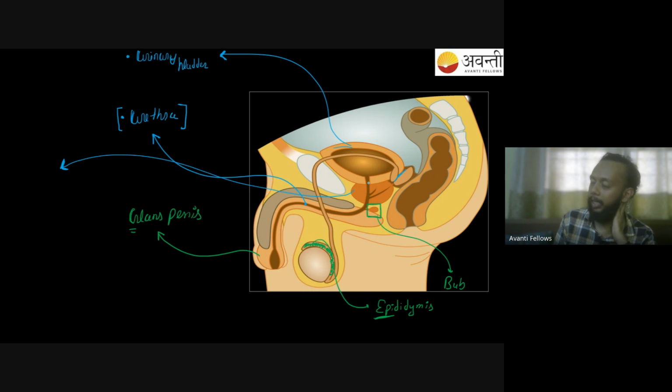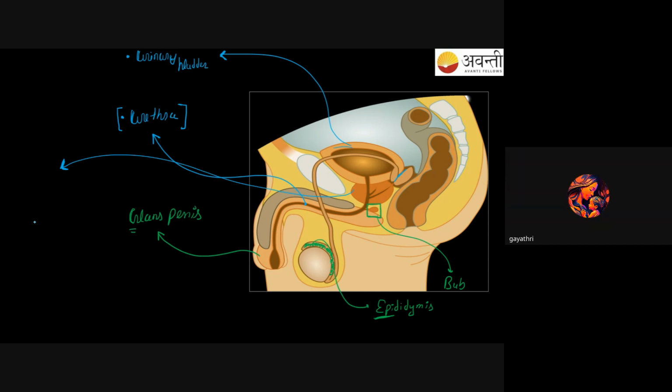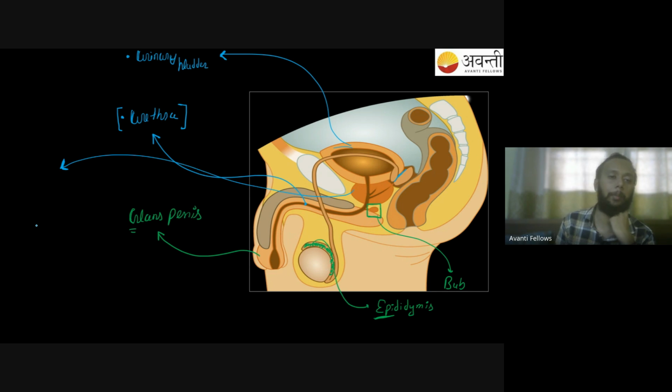And how many prostate glands are going to be there in the male reproductive system? Single. Right. You will find a single prostate gland here. That is going to be the prostate gland.